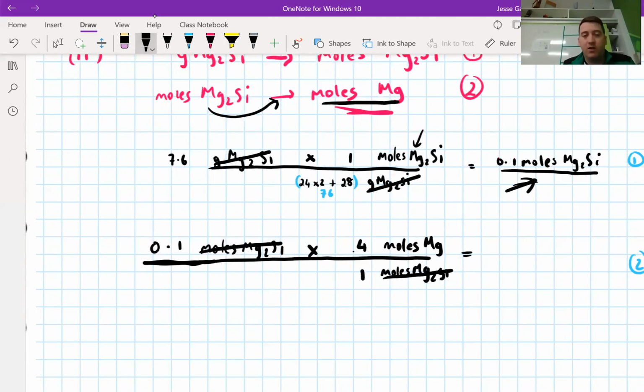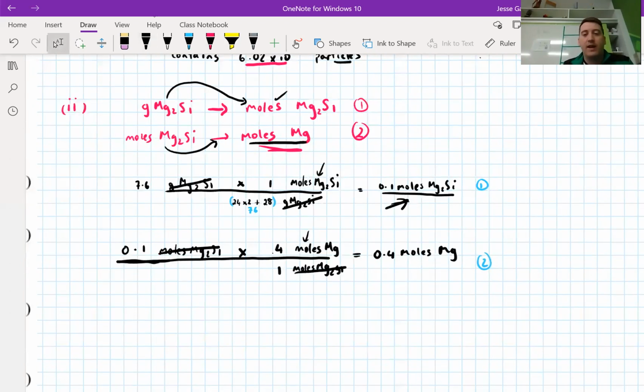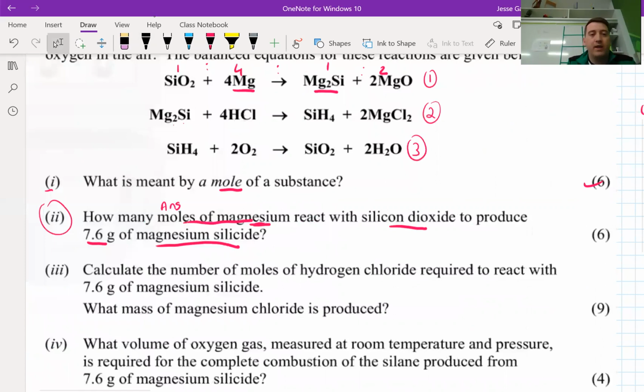Pause the video and do this sum now. Right, what you should get is 0.4. And what's the only unit left? It's moles of Mg. Now, I'm going very slow here, guys. When you learn how to do this, this will be really quick. And it's a really nice way of doing it. It's very hard to go wrong when you use the units. All right, on to number 3. Okay, so now that I've shown you how to do that, we'll have a look at number 3. It says calculate the number of moles of hydrogen chloride, HCl, required to react with 7.6 grams of magnesium silicide.